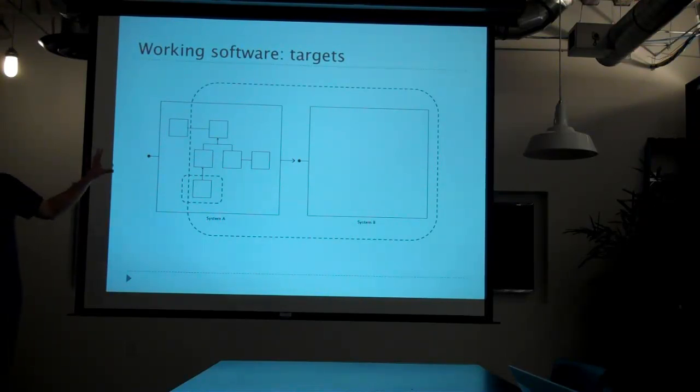So we have this concept that we call target. And a target is simply a logical entity that we introduce to identify a collaboration of some sort that provides a cohesive behavior. So what does that mean?